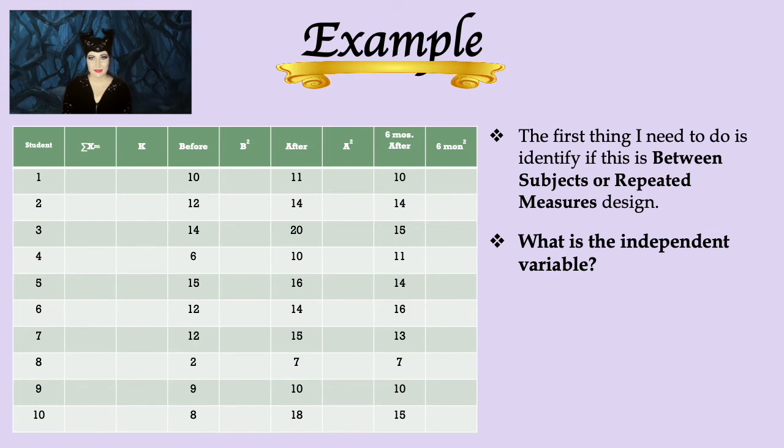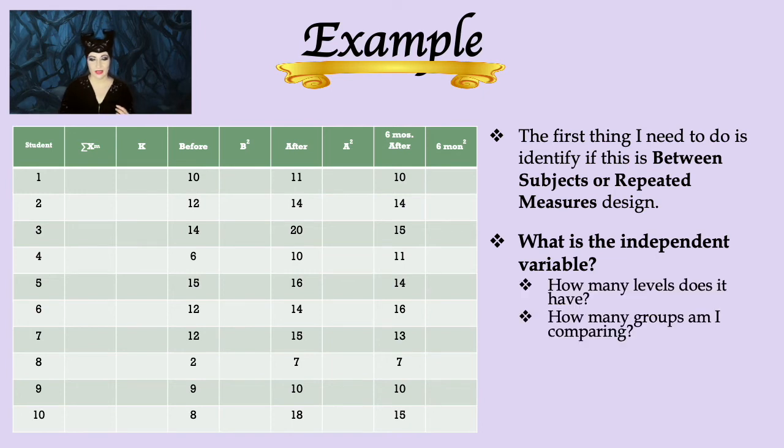What is the independent variable? Well, the independent variable in this case would be time. We have 3 different measures of time: before, immediately after, and 6 months after. And ultimately, we have 3 different levels. So if I have 3 levels, then I will be comparing 3 different groups.